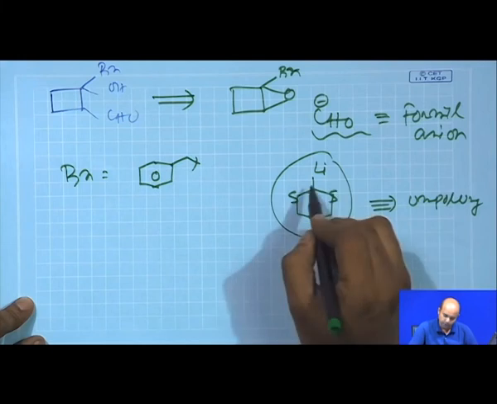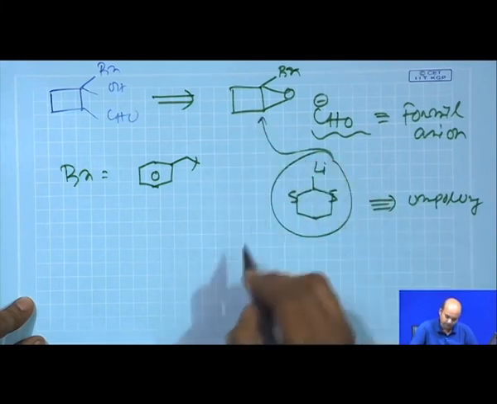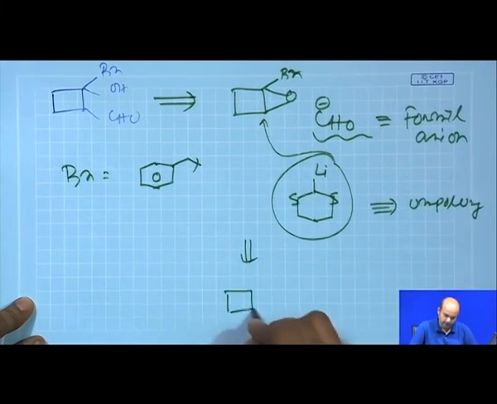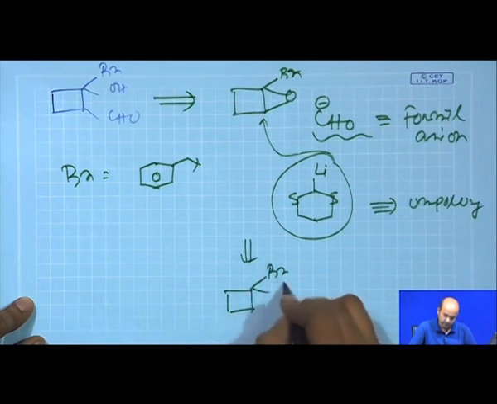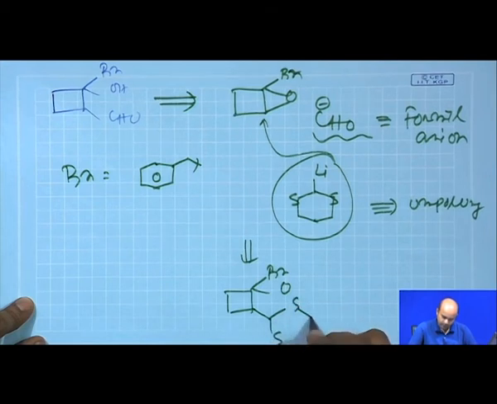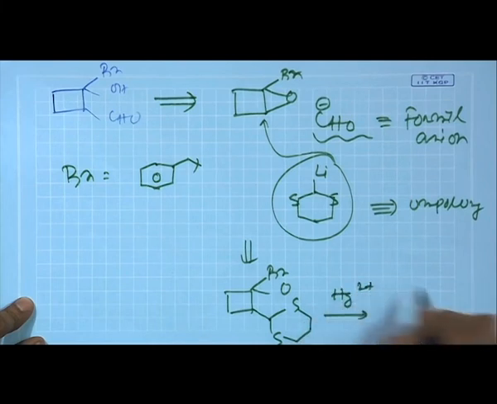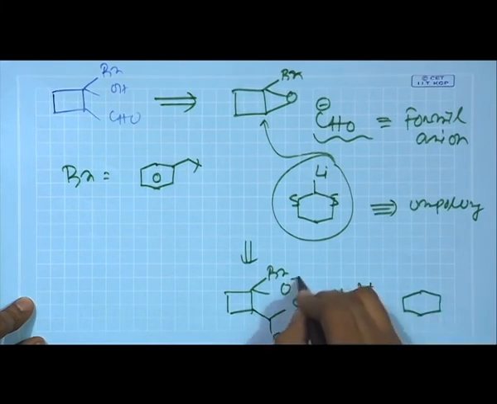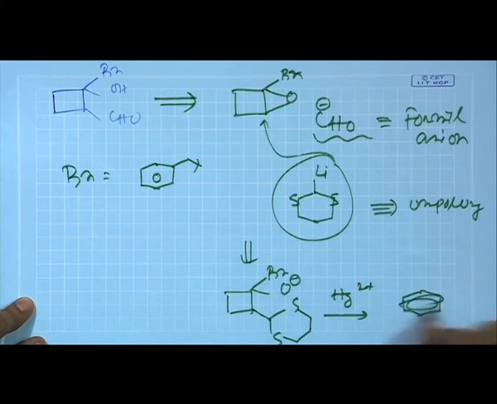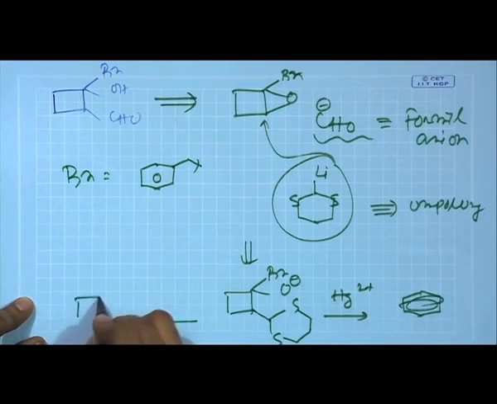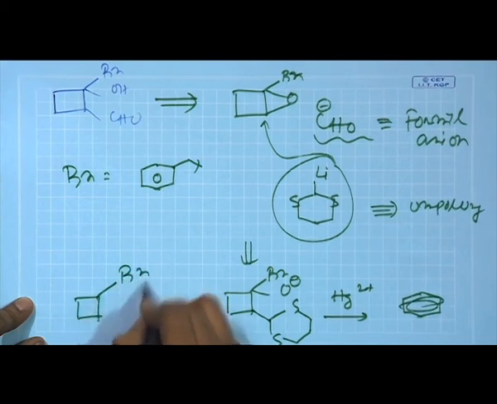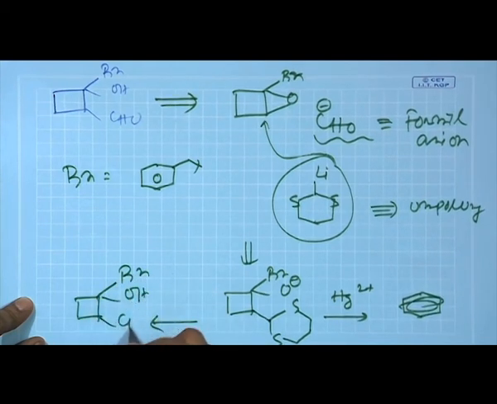And if you have an umpolung species which can attack this epoxide, that will basically give you the desired product after you remove this 1,3-dithiane group by a mercury mediated hydrolysis. That will give you the final product. Sorry, this is the cyclobutane based product, and finally the product you get is BnOH CHO.